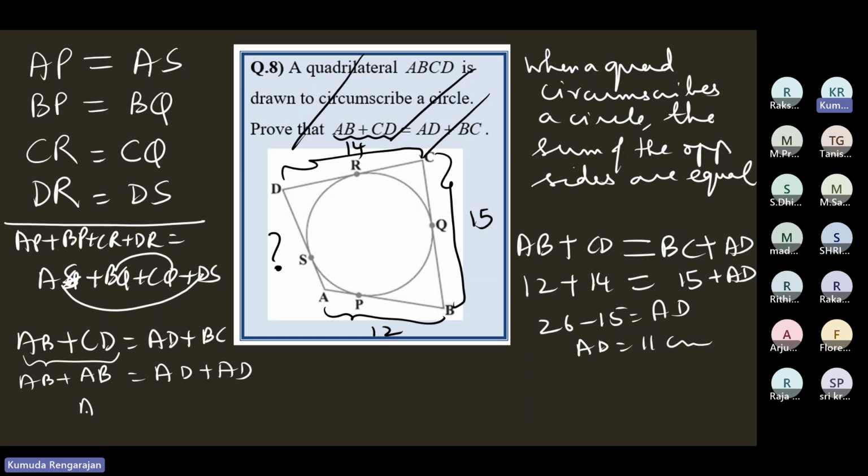So that will give you what? Twice AB is equal to twice AD. So AB is equal to AD. So you get adjacent sides are equal now. See here, AB is equal to AD. And recall, in a parallelogram, when adjacent sides are equal, it's a rhombus.